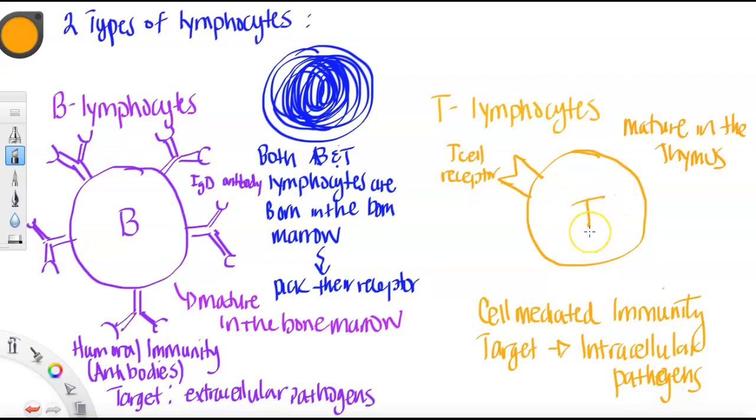Okay, so when they mature, in their maturity process, they go to school, and they have to go to school so that they can figure out what they're looking for and be able to recognize it. Okay, so when they go out into the body, they know what to do. So we'll talk about lymphocyte school next.